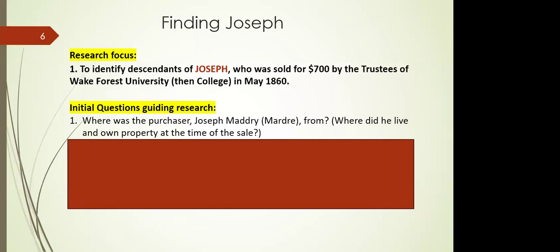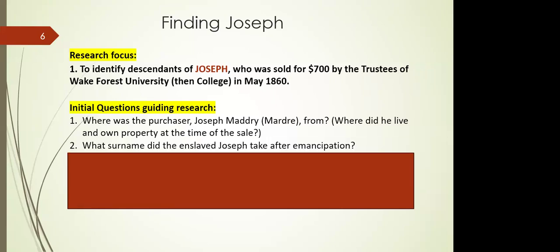Most of you listening probably know already that if you are researching someone who was either known to be enslaved or thought to be enslaved, one of the first steps you must take is to find who the slave owner, or in this case the purchaser, was, to find that person's records in order to hopefully find guiding information about the formerly enslaved person that you are researching. All I had about this Joseph Madry was his name. There was no additional information given about the purchasers.